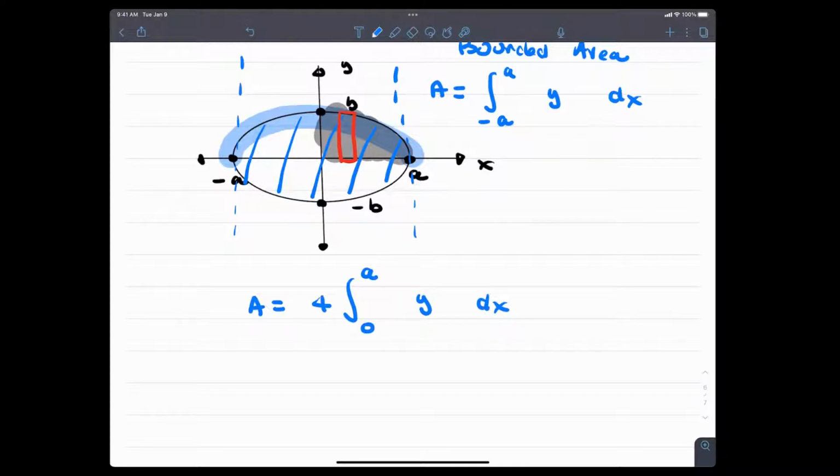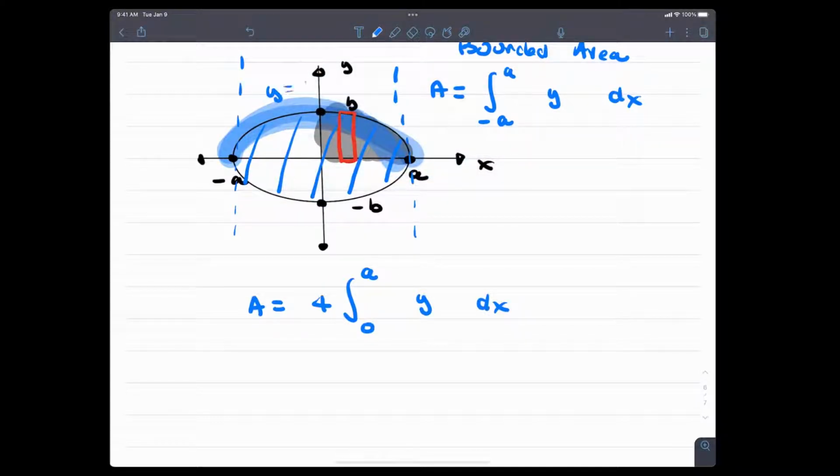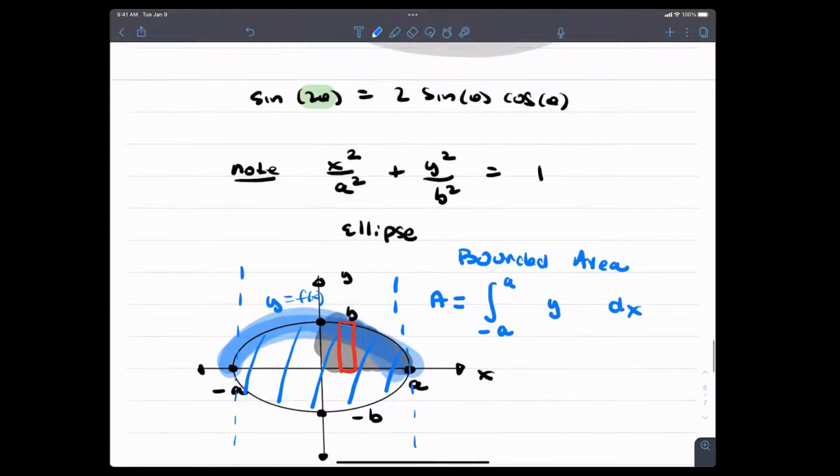Now, the real question is, what is this y? Do you guys know how we get this y function? We need that function. That's y, the top curve. y is f of x. All you have to do is use algebra and solve for y here.